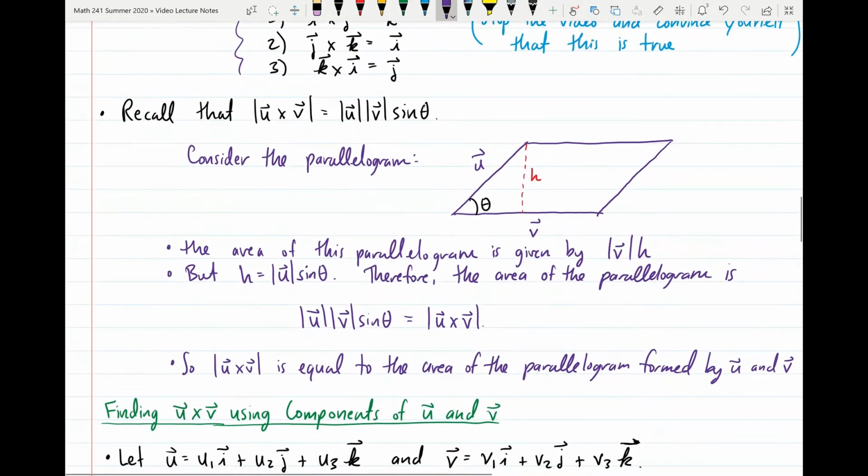And also recall from before that the magnitude of the cross product, u cross v, is going to be equal to the length of u times the length of v times sine of the angle between u and v. And the goal here is to give a geometric interpretation for what's going on with the cross product.